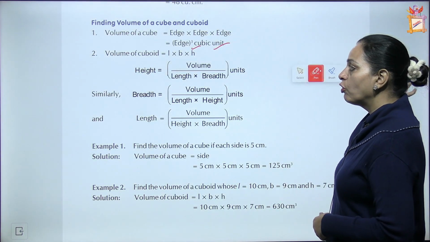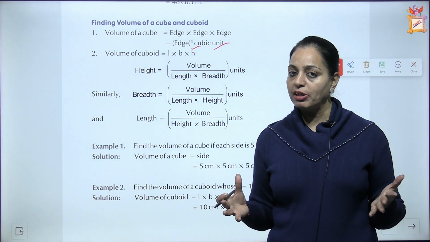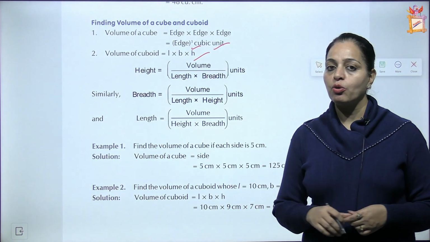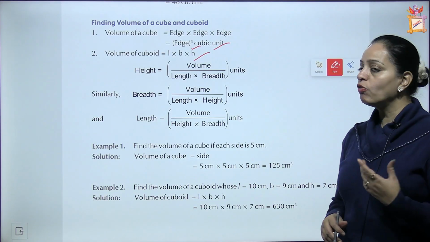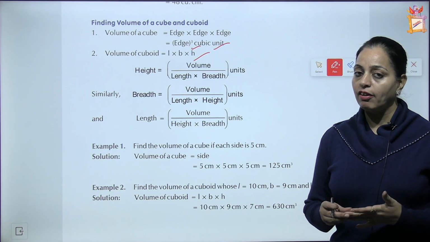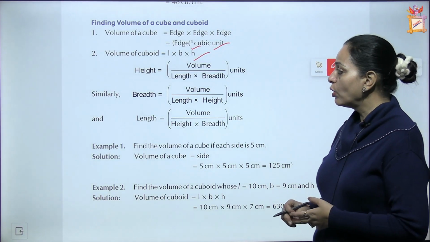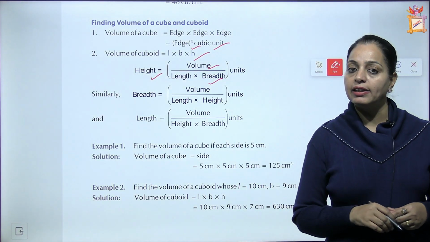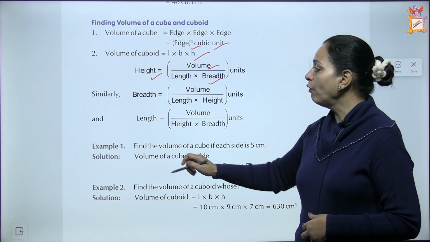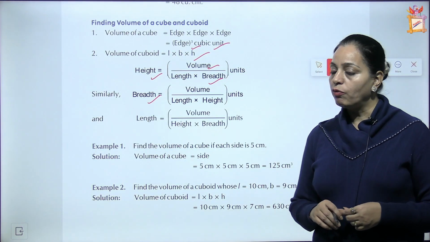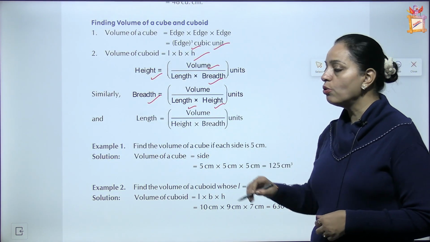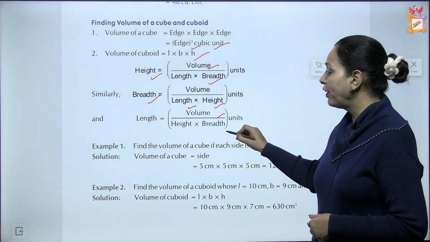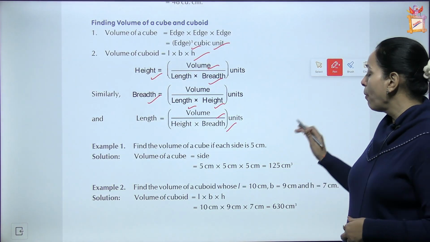The second, volume of cuboid. A cuboid has different dimensions, length, breadth and height. So volume is L into B into H. Okay, sometimes volume, length and breadth are given but height is missing. So what can we do? We can find the height: volume divided by length into breadth. Similarly, if we want to find breadth, then volume divided by length into height. And if we want to find length, then volume divided by height into breadth.